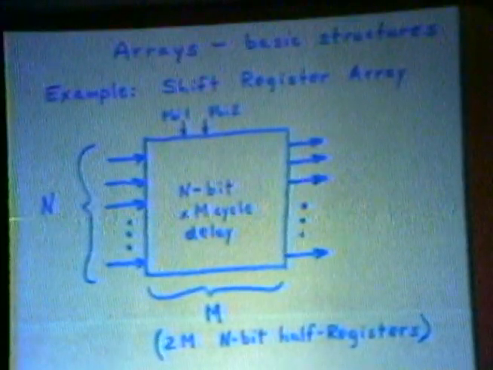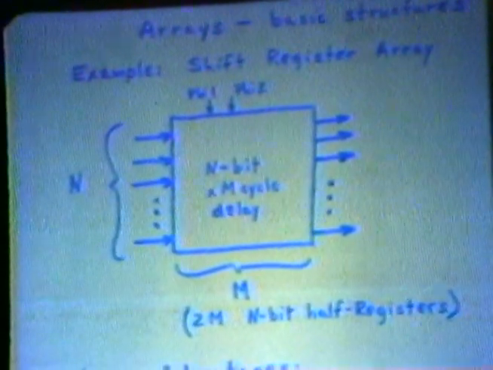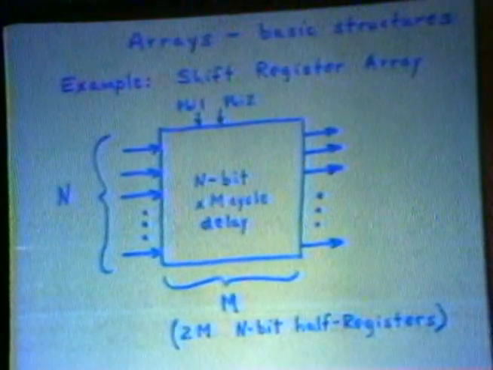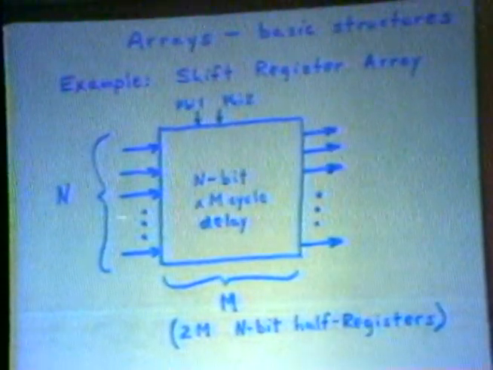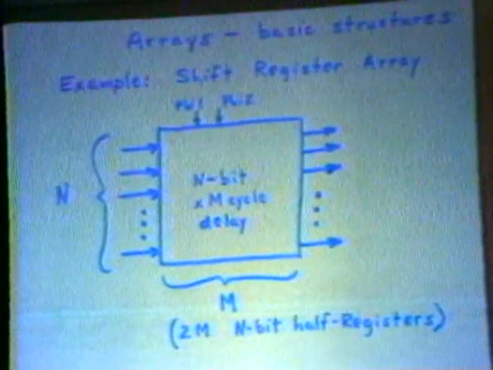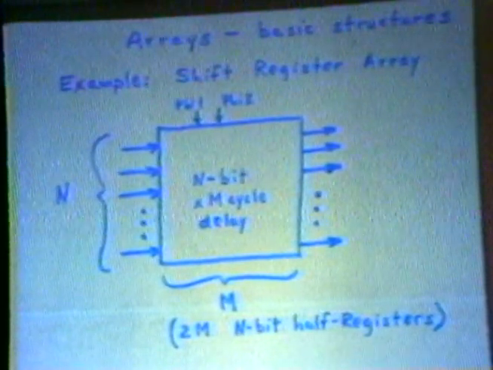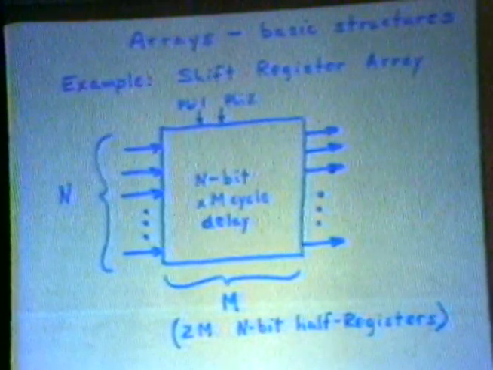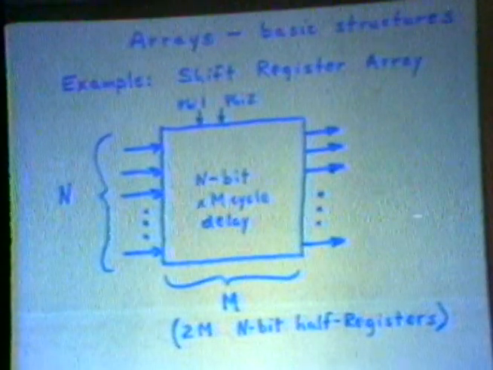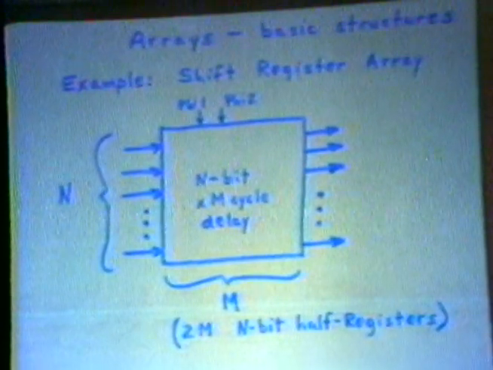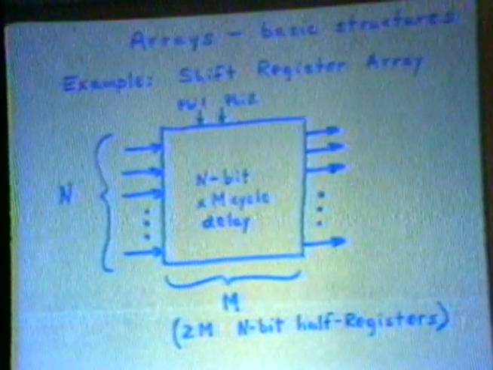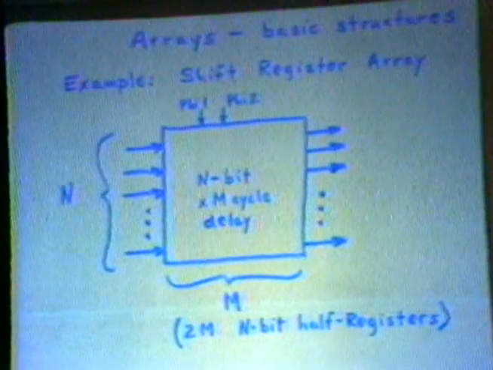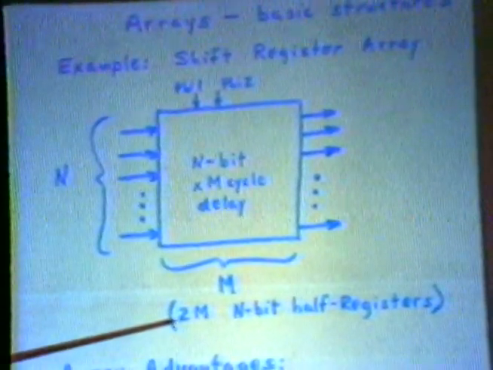Let's say a word about arrays. This is an example that we touched on yesterday toward the end, an array of shift registers. This effectively has an n-bit wide data path, in this case an n-bit word, which can go through a delay of, say, m clock cycles. This may not be a particularly useful function, but it's the simplest way to illustrate the concept of an array. If you happen to need an m clock cycle delay for an n-bit data path, this is certainly an easy way to build it. This is built out of 2m n-bit half registers.